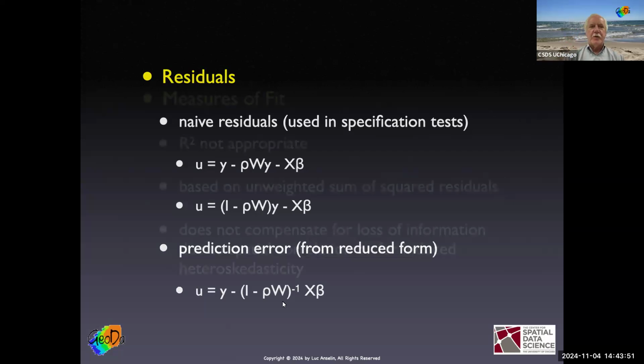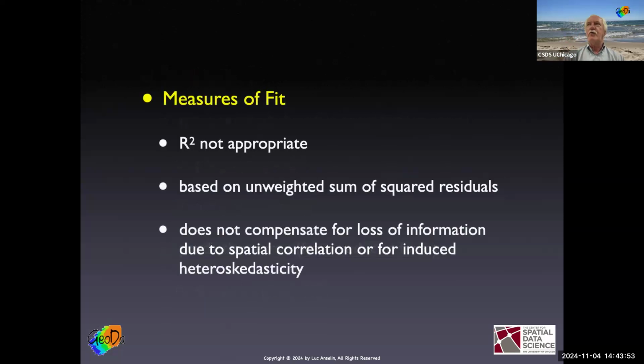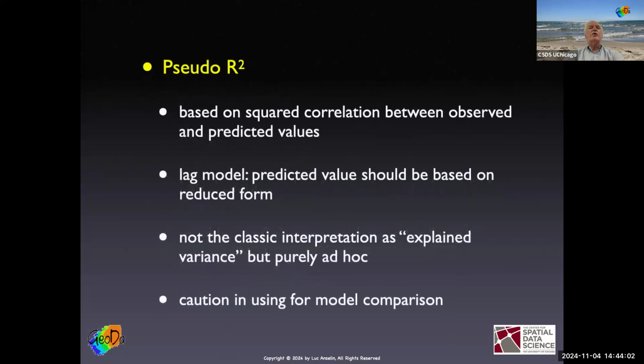Okay. So R square doesn't count. We can do some pseudo R square, which is a squared correlation between observed and predicted. And then again, we're in the same problem. What kind of predicted do we use? It's not the classic interpretation of explained variance, but it is something we can use as a rough guide to compare how well models do.